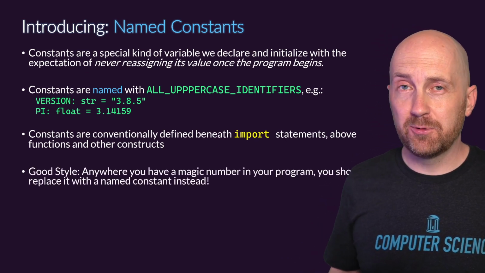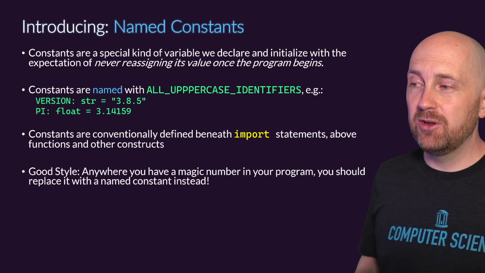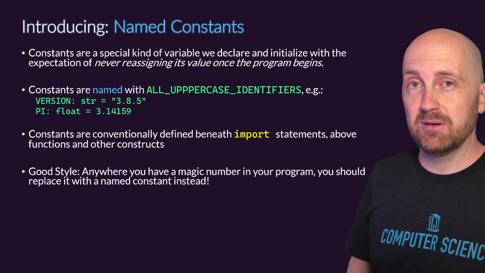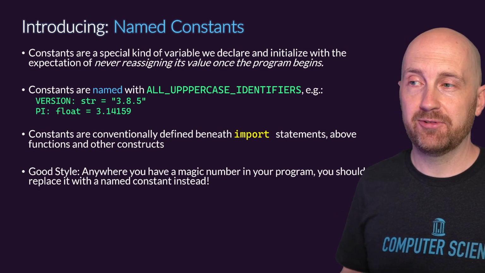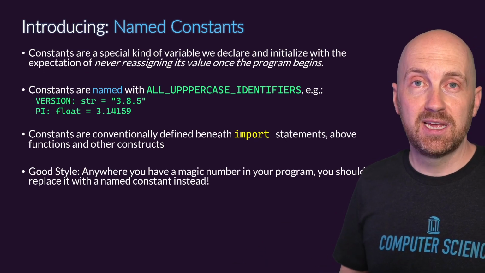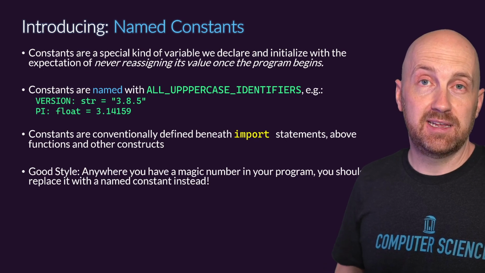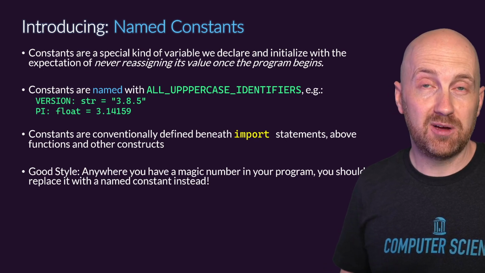Right? So for style purposes, anywhere you use a magic number in your program, you really shouldn't. You should go ahead and define a constant at the top of your file, just beneath your imports, and use that constant in its place. And that way, if you need to use it somewhere else, you can.